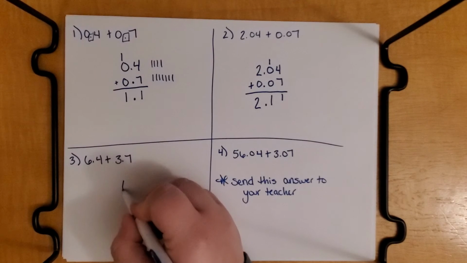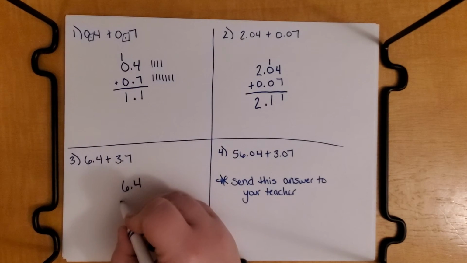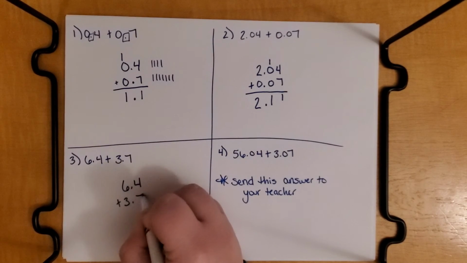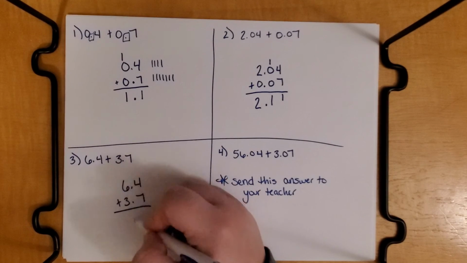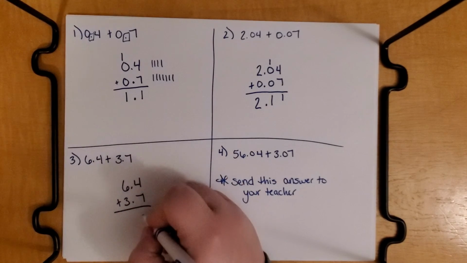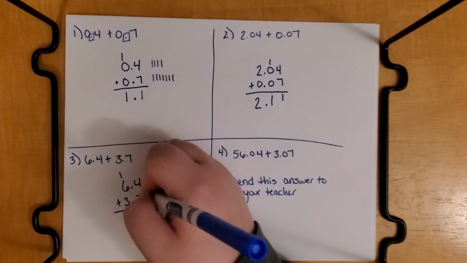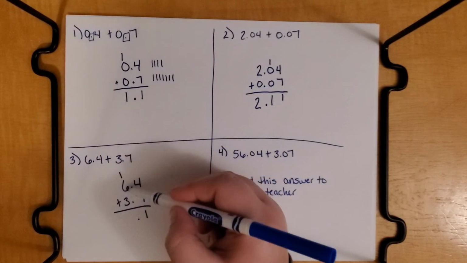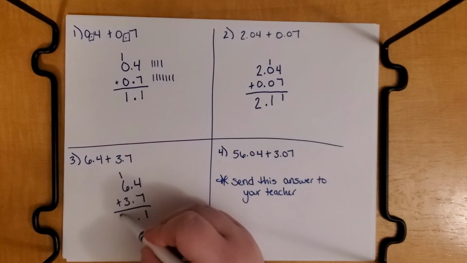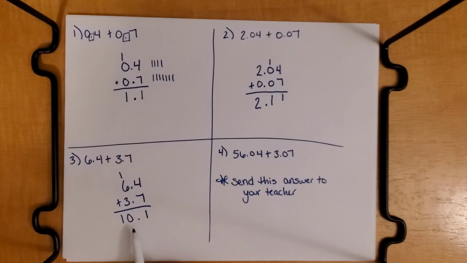Last one from me. I have 6 and 4/10 plus 3 and 7/10. I kept my place values all lined up. Now it's just adding. I'm going to have 1/10 left over and a whole created from the extra tenths. 6, 1, and 3 is 10. So I have 10 wholes and 1/10 left over.